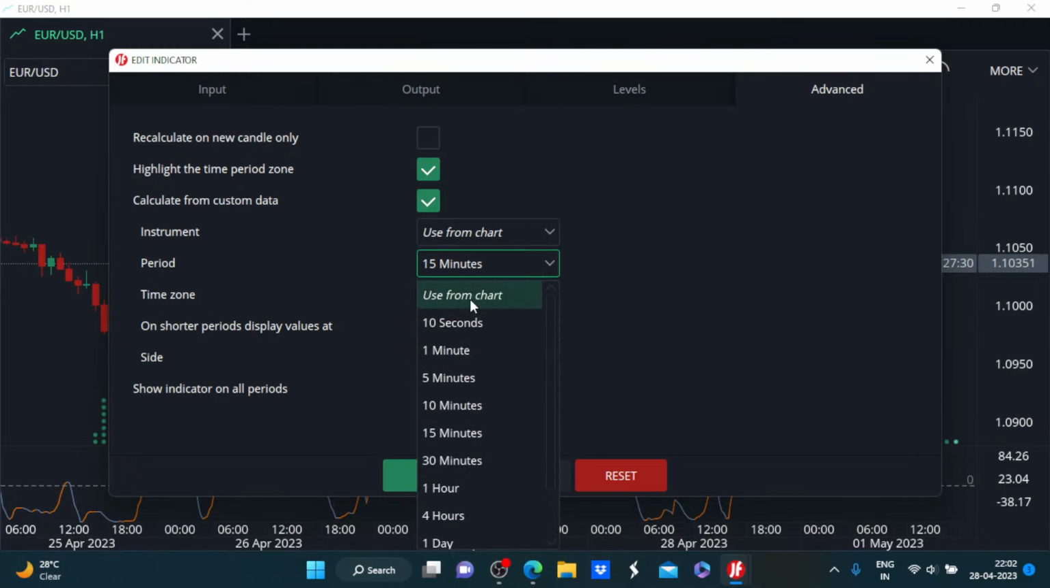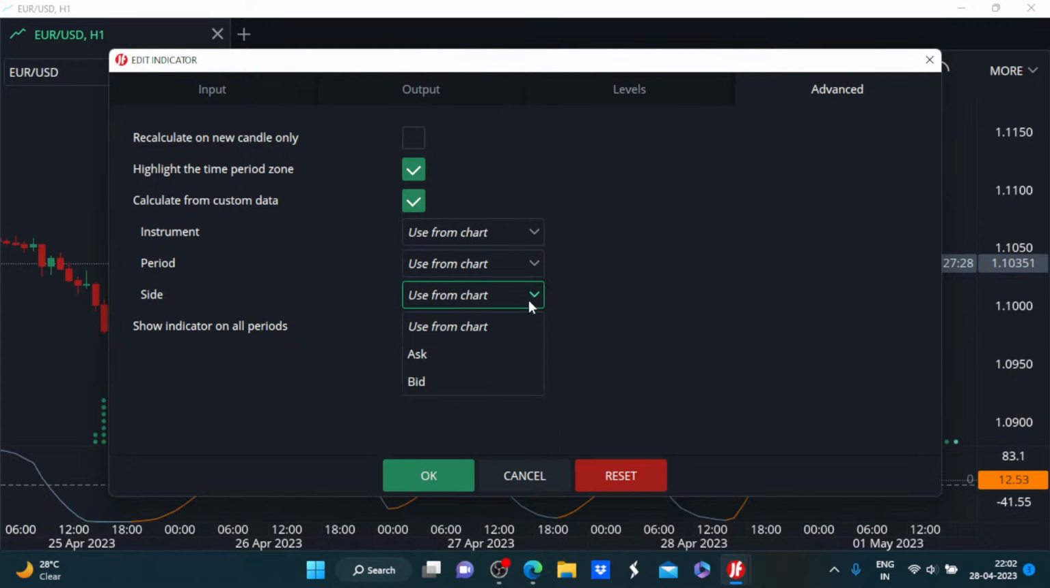Now I am going to revert back to use from the chart. Side can be ask and bid. So a slight difference will be there, but more or less the direction is not going to be much different. It is going to be the same.